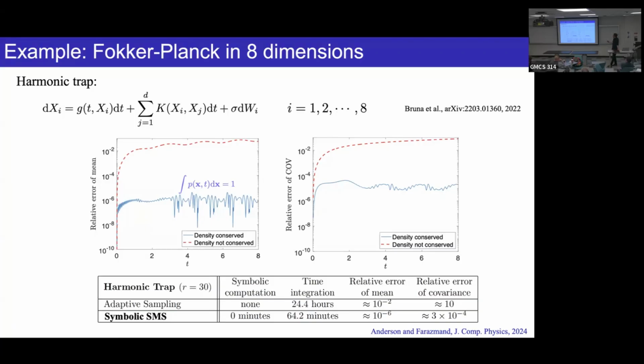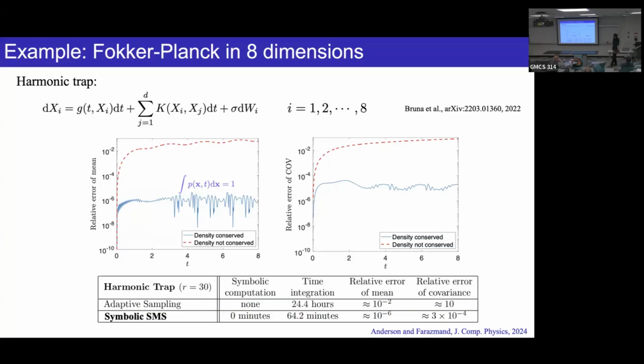Now, in 8 dimensions, I don't know how to visualize 8 dimensions. So what I'm going to show you is not the solution itself, but the relative error of the mean of the solution of the Fokker-Planck and the covariance. And here are the errors that you expect if you do not enforce that the integral of the density should add up to 1. The errors are not bad, but they grow to around 1% or so over time. And same thing for covariance, even larger than 1.